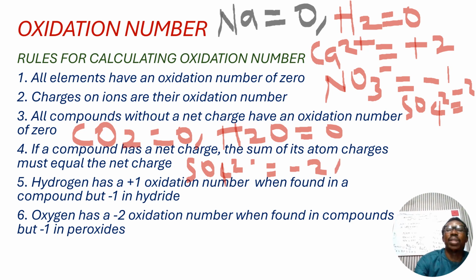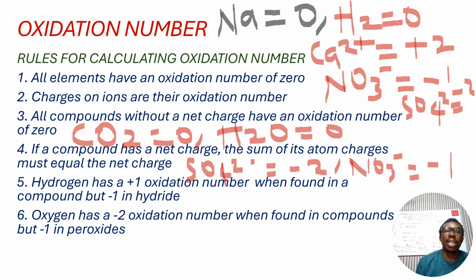The same thing, NO3-: the sum of the charges on nitrogen and oxygen must be equal to the net charge. The sum of the charges on nitrogen and oxygen must be equal to what? -1, which is the net charge.